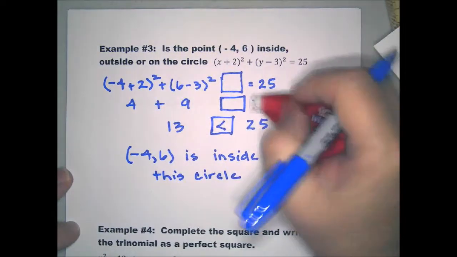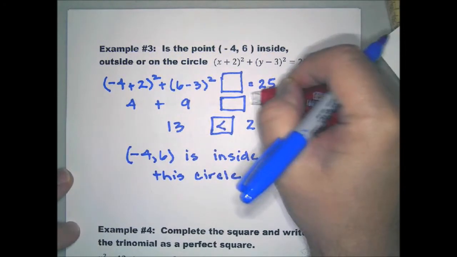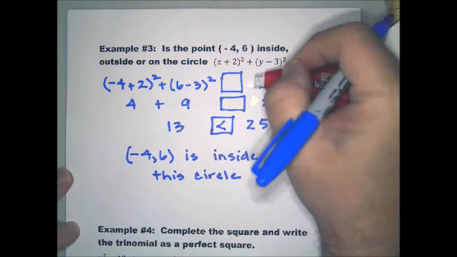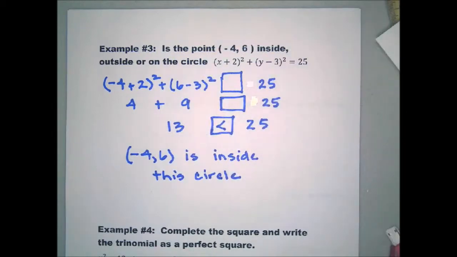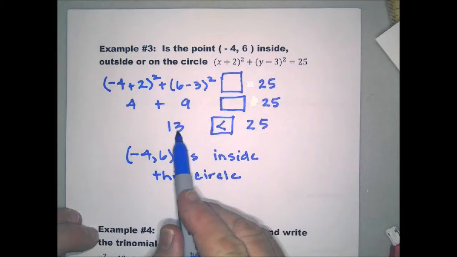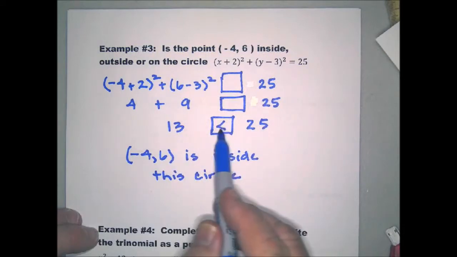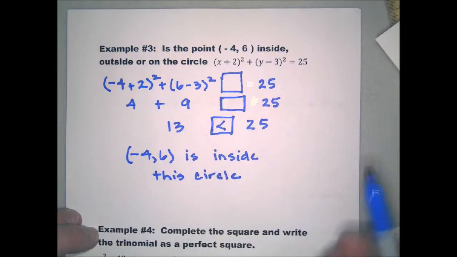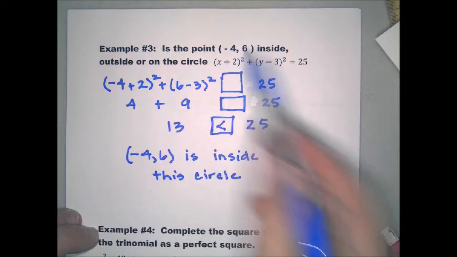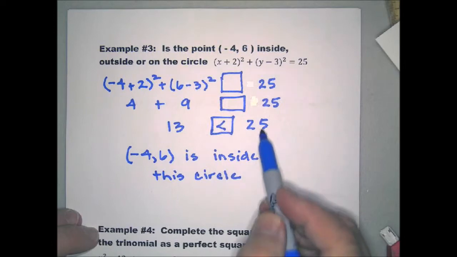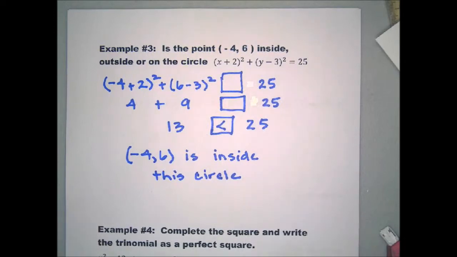So I really don't have equal signs here. I'm replacing the equal signs with the box. Now, if I got 25 over here on the left and that was 25 right on the right, and an equal sign did go in the box, then that would mean that this particular point is right on the edge of that circle.